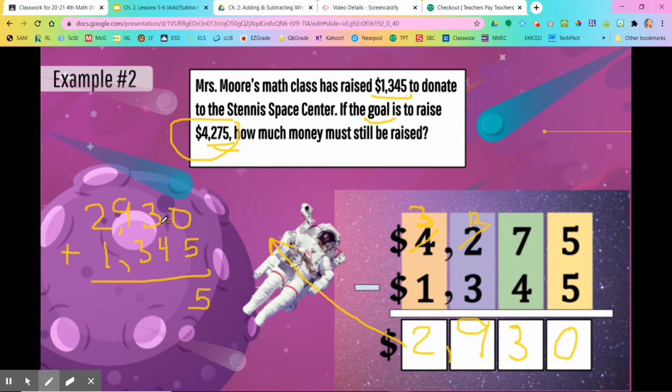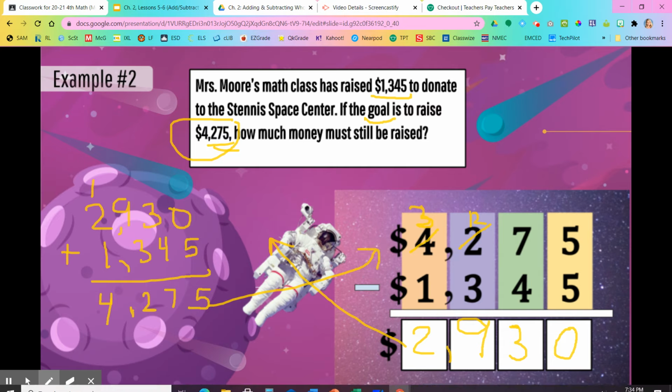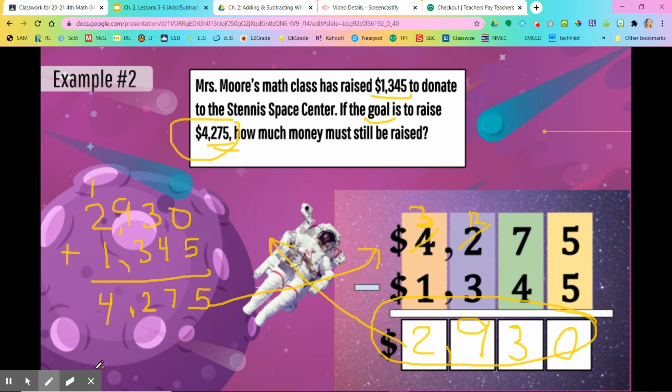I'm going to add 3 plus 4 is 7. 9 plus 3 is 12. 2 plus 1, 2 is 4. So there we go. I got my number right there. So that means that $2,930 is the correct amount.